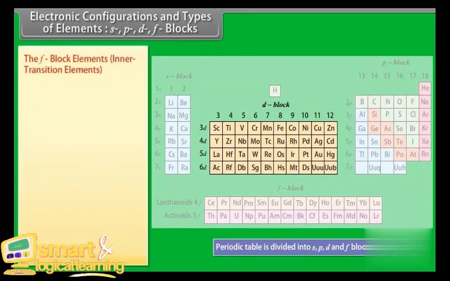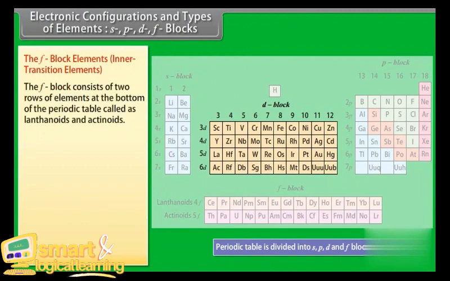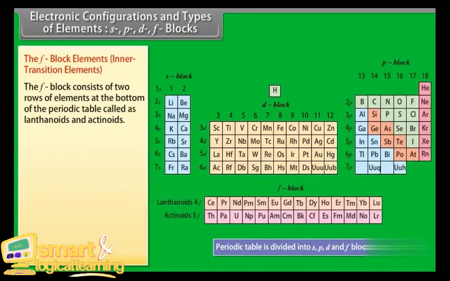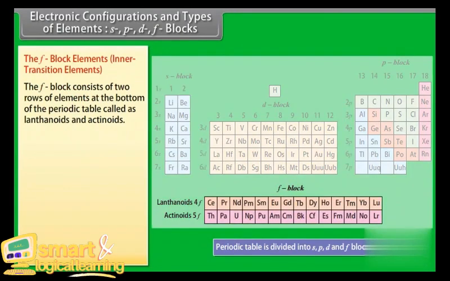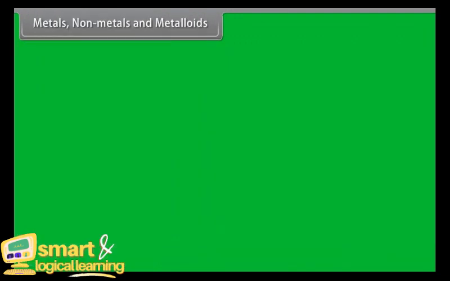The F block elements, inner transition elements. The F block consists of 2 rows of elements at the bottom of the periodic table called lanthanoids and actinoids. Their general electronic configuration is given. Metals, nonmetals and metalloids.